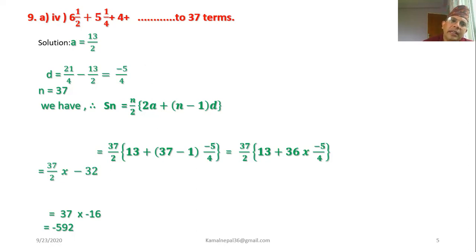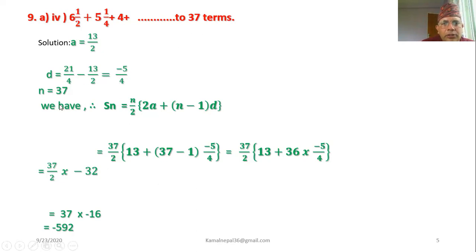So the solution: A is equal to 13 by 2. It is 6 2s are 12, plus 1 is 13 by 2. And the second term is 5 4s are 20, plus 1, 21 by 4. So D is equal to the second term minus the first term. It is 21 by 4 minus 13 by 2. It is minus 5 by 4.